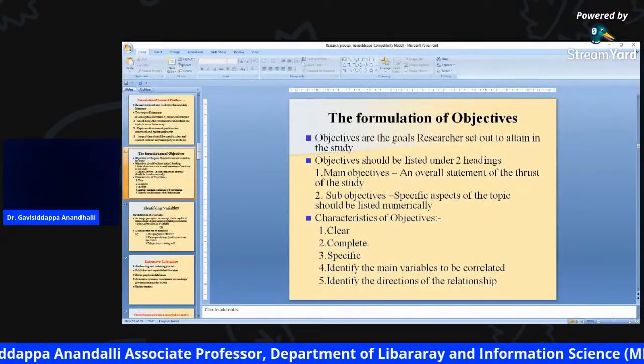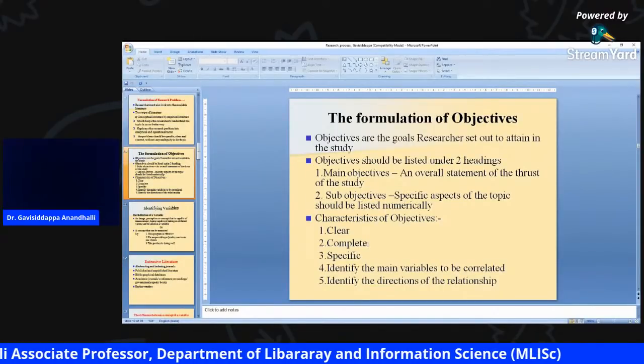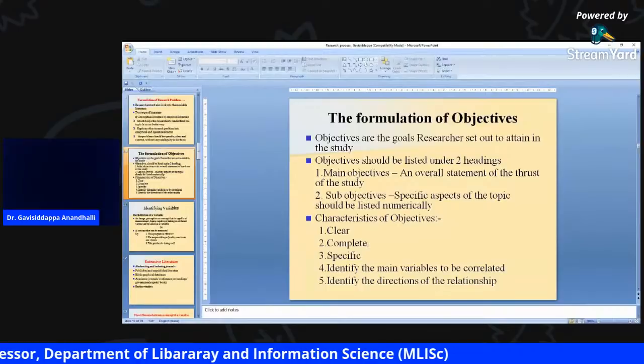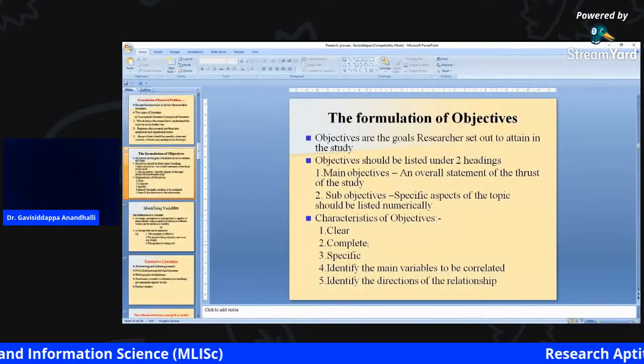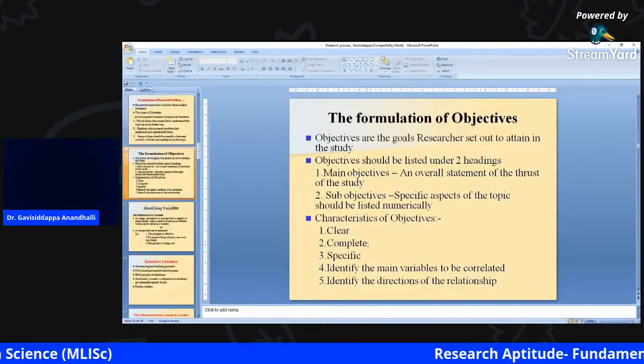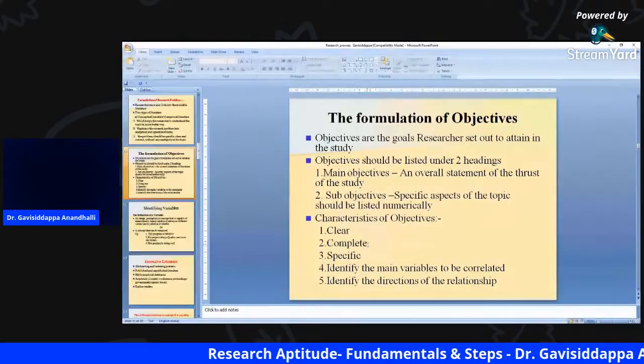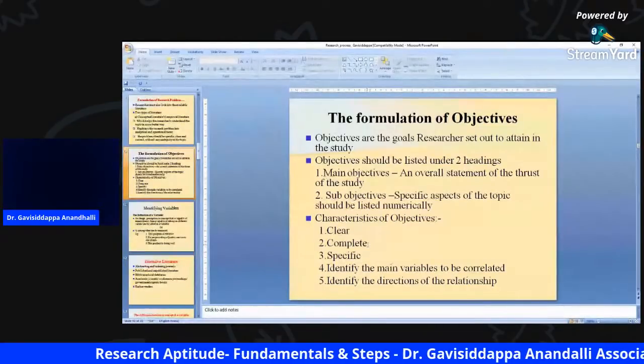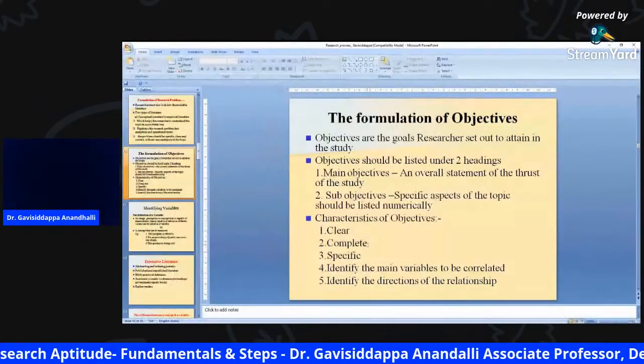Okay, objectives are the goals the research sets out to attain in the study. What are the objectives? The objectives of any research indicate the core of your study. Objectives are nothing but your research goals.